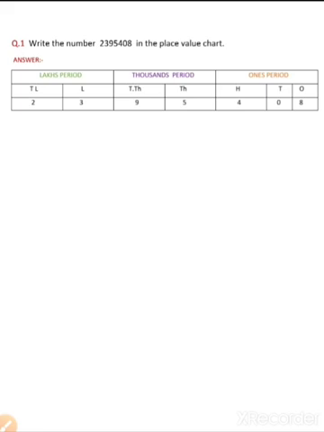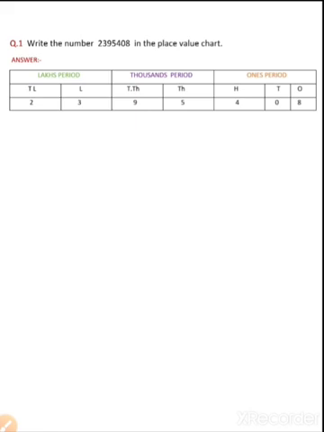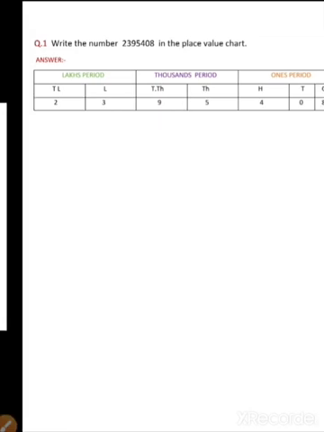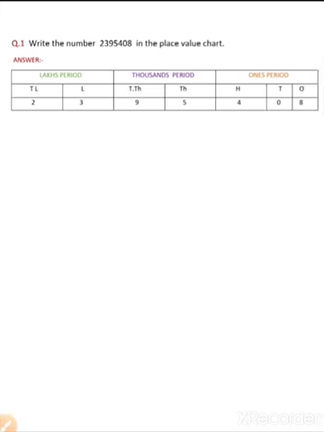Students, now this is one question. Question number 1. Write the number in the place value chart. I am reading the digits from the left side to the right side. The digits from left side to the right side are 2395408. Okay? However, we do not read the number like that. We read it as its number name.